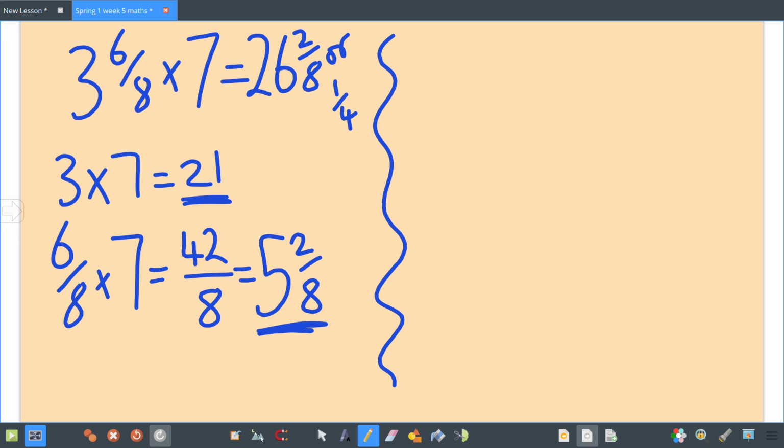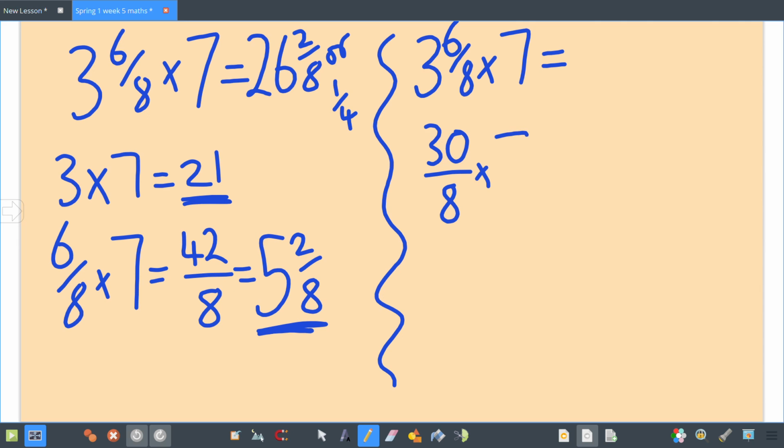Okay, let's look at it the other way. Turn it into an improper fraction. So, whole number times denominator. So 3 times 8 is 24. Add on your 6 is 30. Times by 7. Now I need to do 30 times 7. Well, I know that 3 times 7 is 21. So 30 times 7 will be 210.